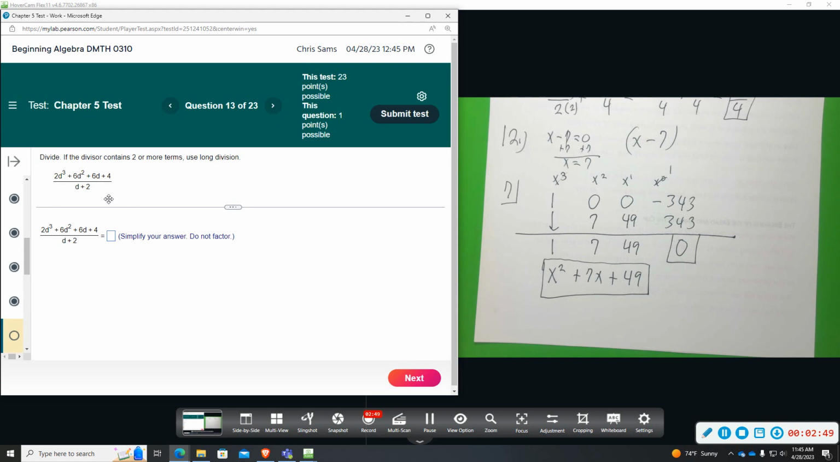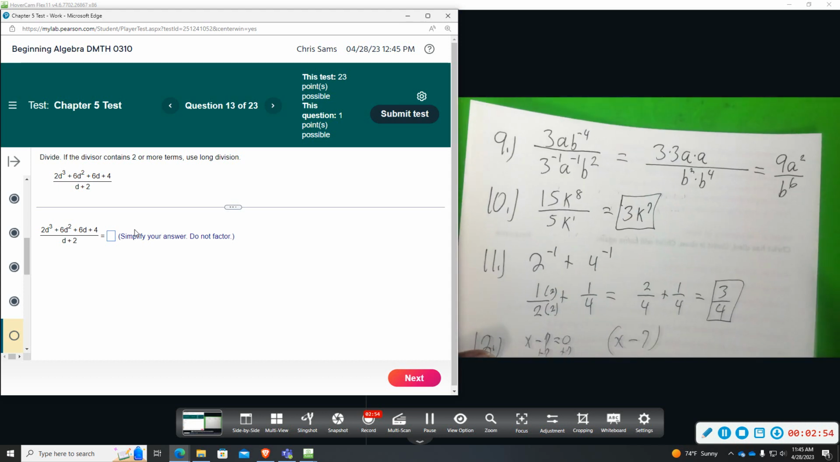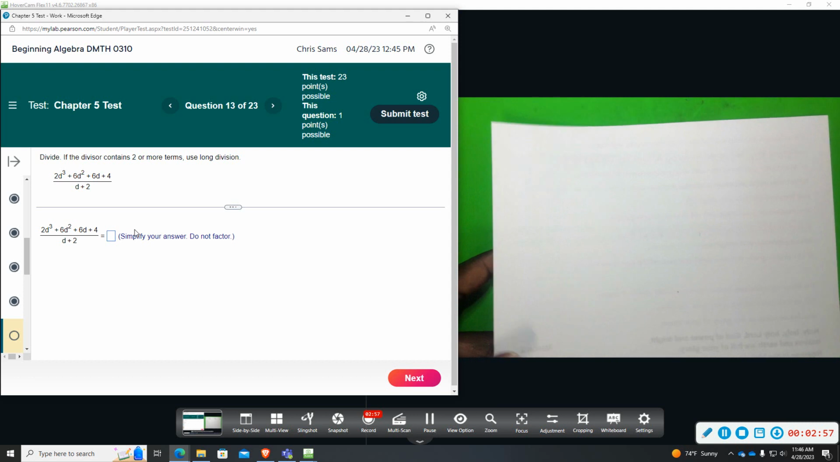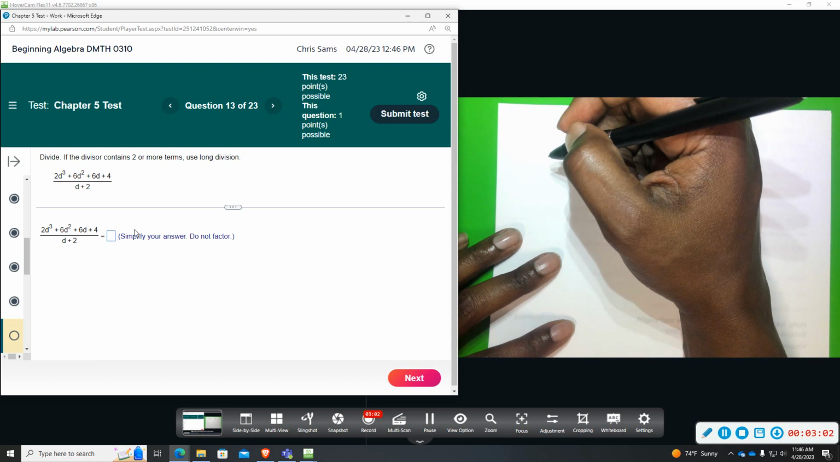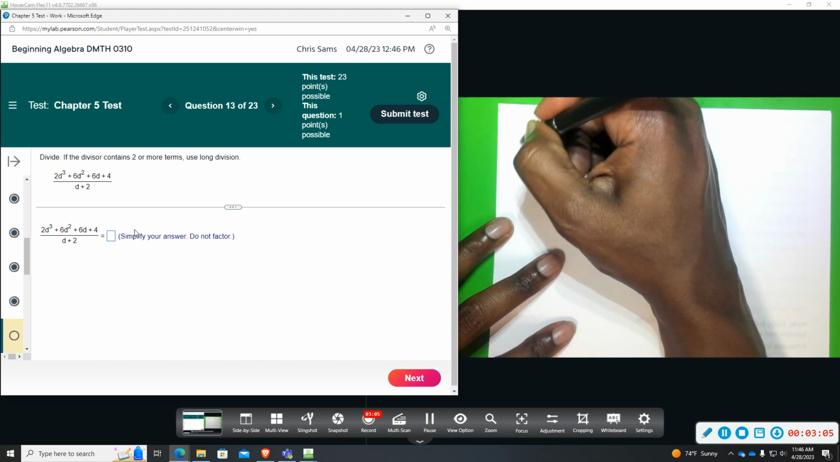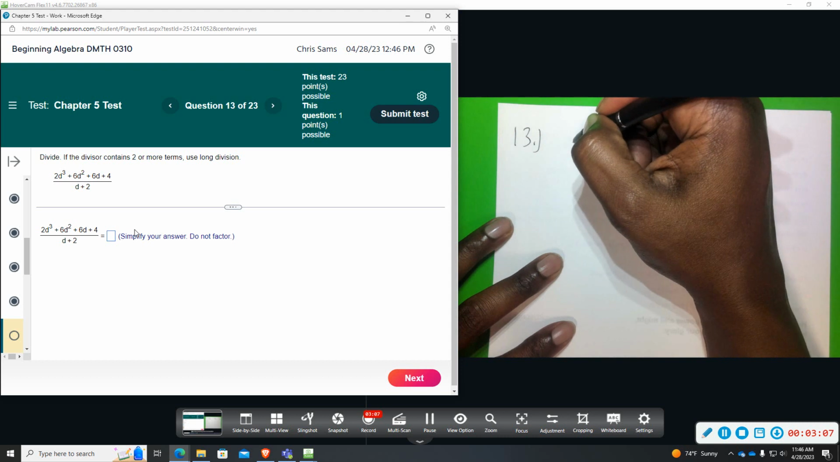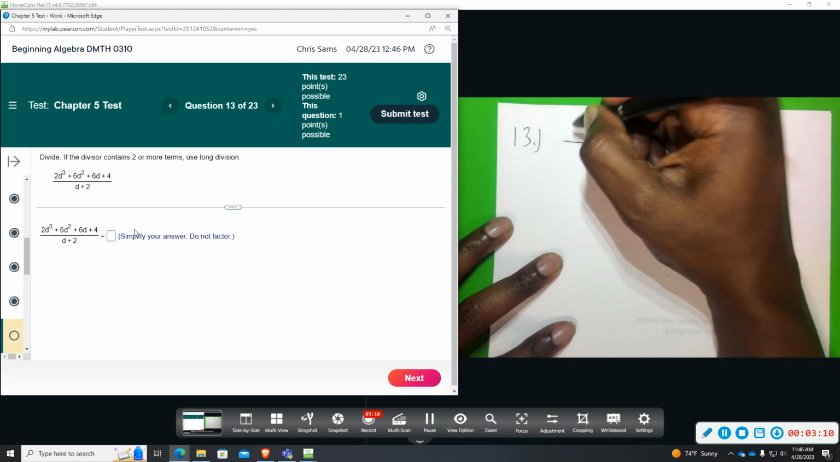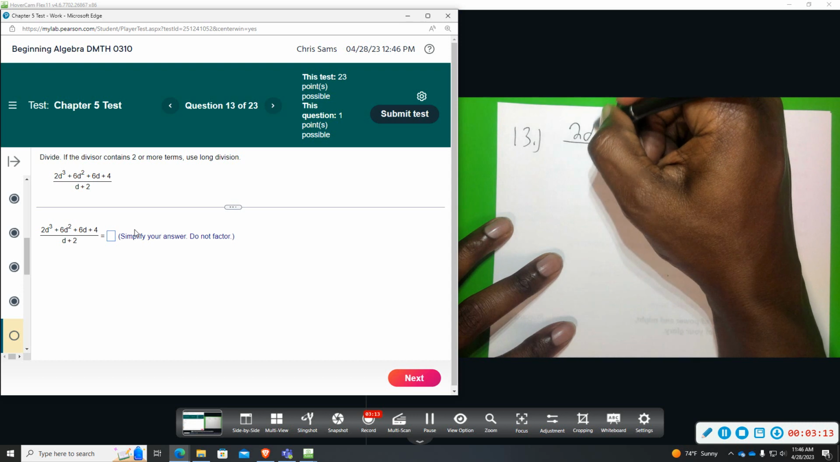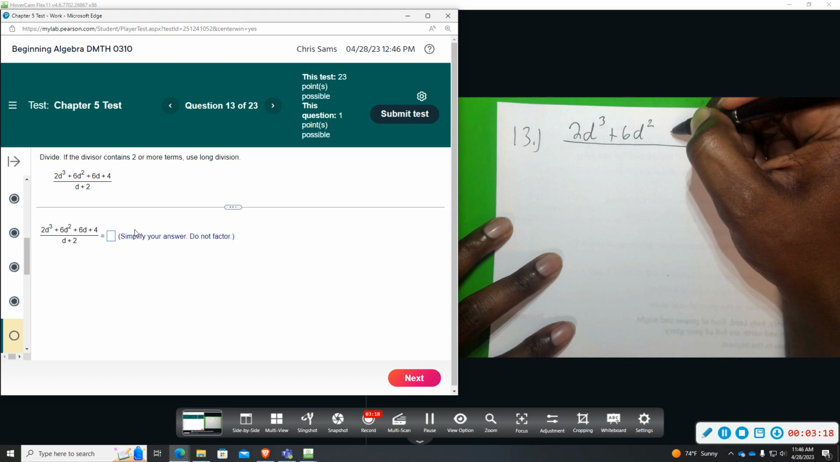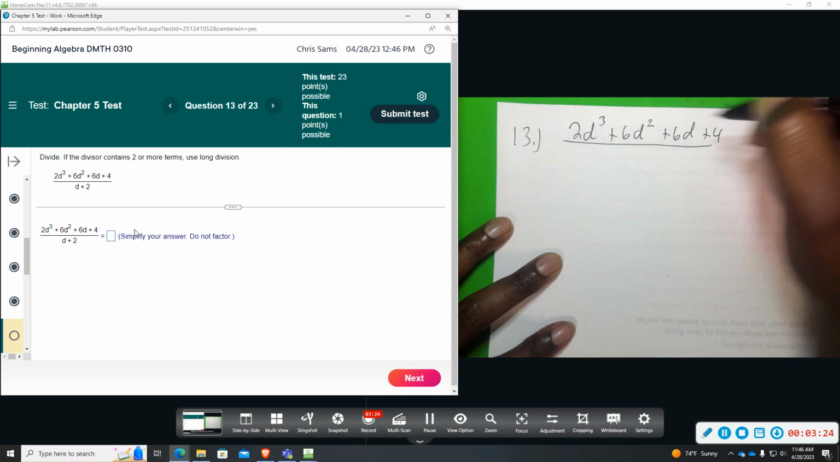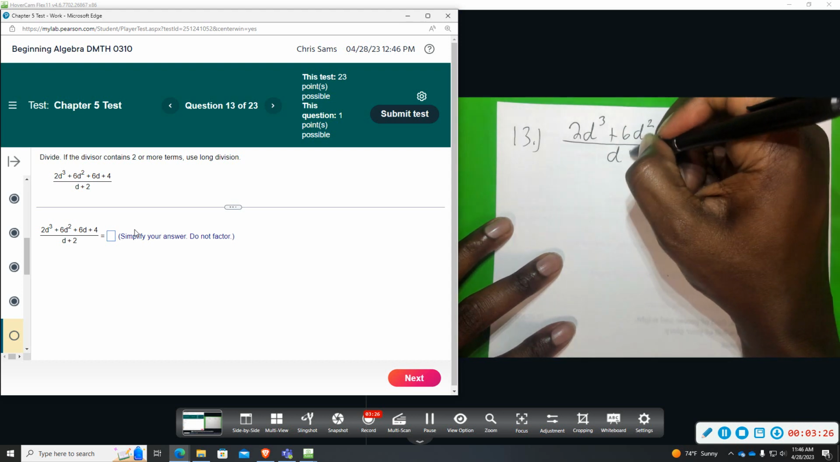All right, with 13, we're going to do the same thing. Again, it says long, but we're going to do synthetic. I will do one with long eventually, but we'll see. 13. 2d to the third. And we're dividing by d plus 2.